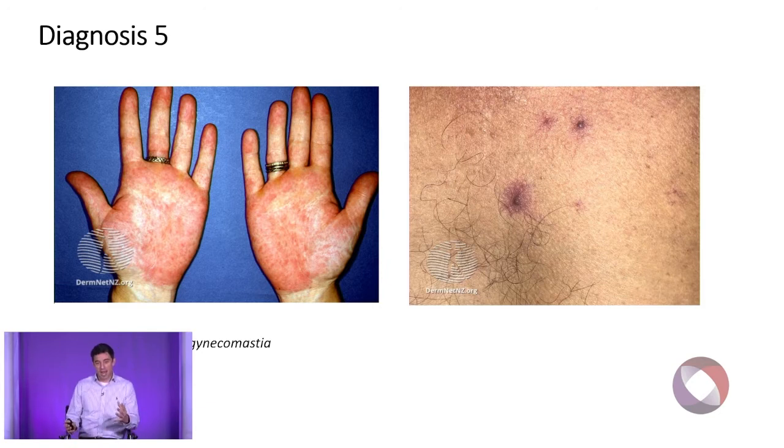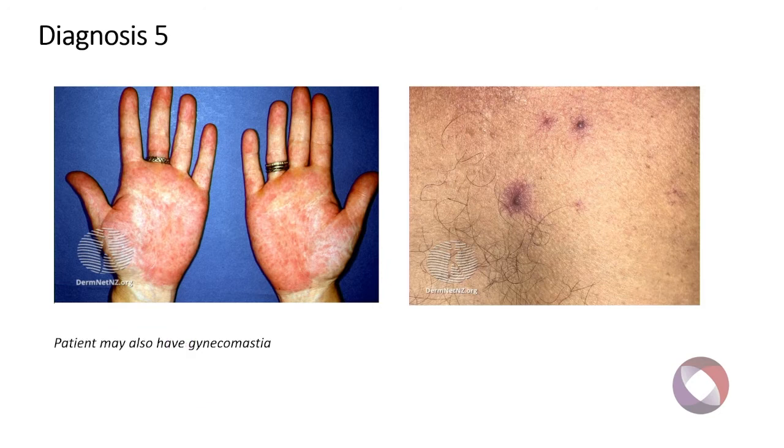But this person, their hands are red. And which part of the hands are red? Well, it's not the dorsal, it's the palmar. So this is palmar erythema. And they also have these red bumps somewhere on their trunk. They could be on their face.